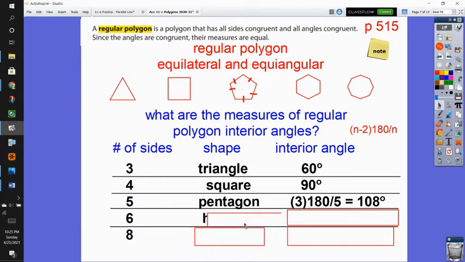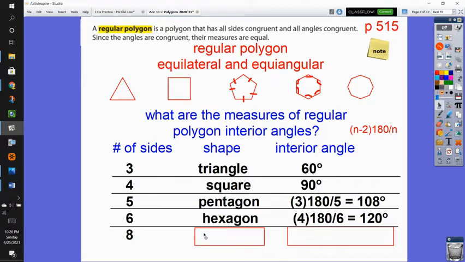A 6-sided polygon is called a hexagon. 6 minus 2 times 180, 4 times 180, divided by 6, because there are 6 angles in the hexagon. That's really 30 times 4, since 180 divided by 6 is easy to do in your head. That's 120 degrees. So each of these angles in this regular hexagon would be 120 degrees, and they would all be shown by the same number of arc marks if we wanted to show that all these angles are equal.